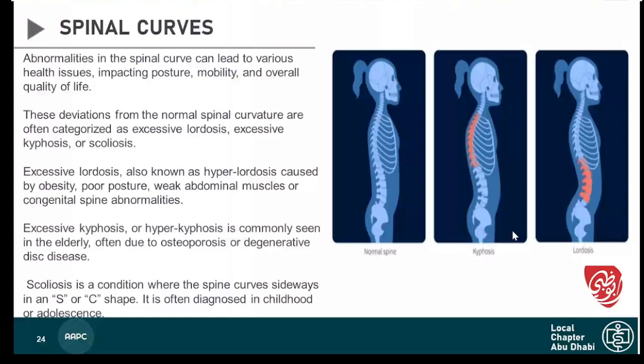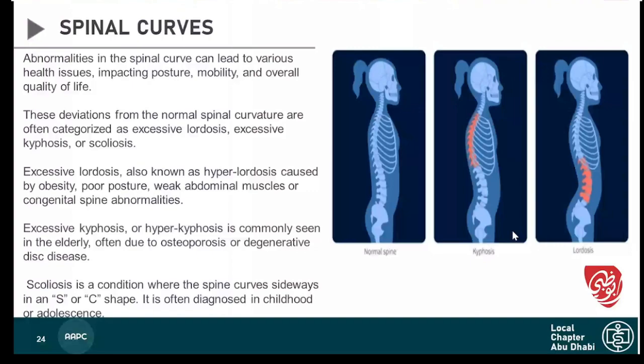These deviations from the normal spine curvature are often categorized as excessive lordosis, excessive kyphosis, or scoliosis. Scoliosis is the lateral curvature, I mean side curvature, of the spine. Lordosis means inward. Kyphosis means outward. Scoliosis means the spine curves to the lateral side.